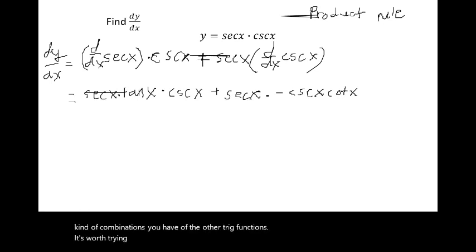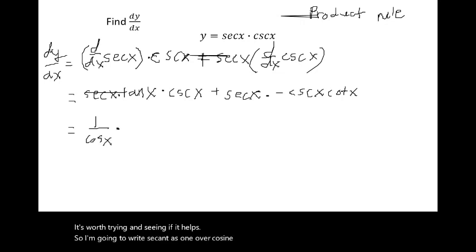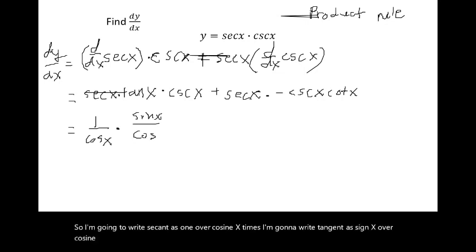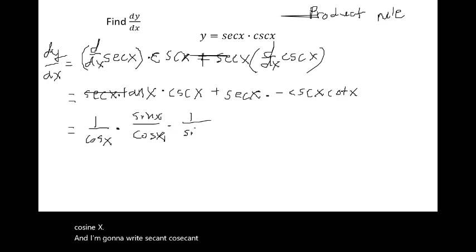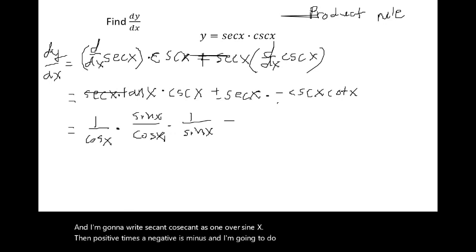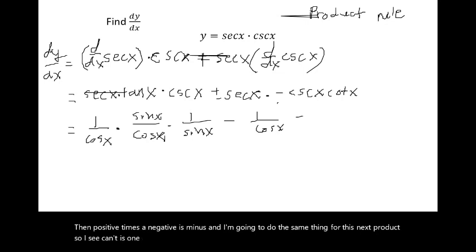So I'm going to write secant as 1 over cosine x times, I'm going to write tangent as sine x over cosine x. And I'm going to write cosecant as 1 over sine x. Then positive times a negative is minus. And I'm going to do the same thing for this next product. So secant is 1 over cosine. Cosecant is 1 over sine.